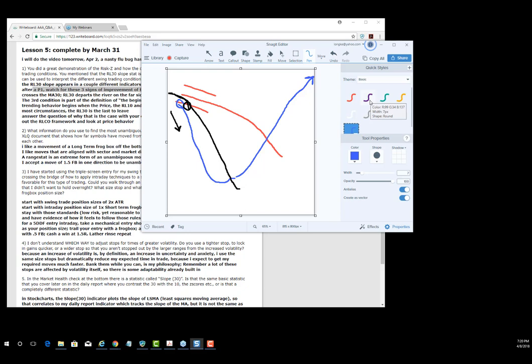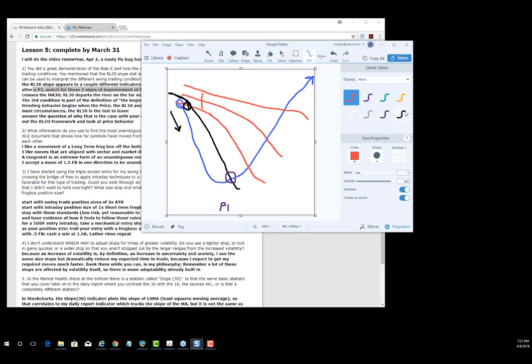And now here's a couple ways to play this. The first one is that when the RL10 crosses the RL30, that's a P1. You've got an RLCO crossover outside of the river. So I'm going to draw the river now right here. It's normal for that river to get a little wider as the price becomes more directional, so you might see something like this. This is the Z1 to Z minus 1 stretch of the river.